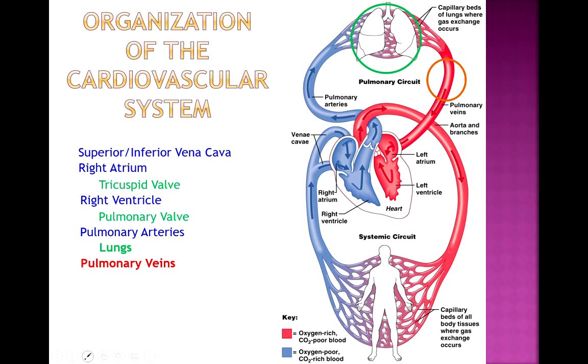This is a good opportunity for me to pause and say, let's keep in mind the function of arteries and veins. Arteries always carry blood away from the heart. Veins always carry blood toward the heart. However, arteries can carry oxygenated or deoxygenated blood. You see here, we have pulmonary arteries moving blood away from the heart, carrying deoxygenated blood. But here we have arteries, again carrying blood away from the heart, carrying oxygenated blood.